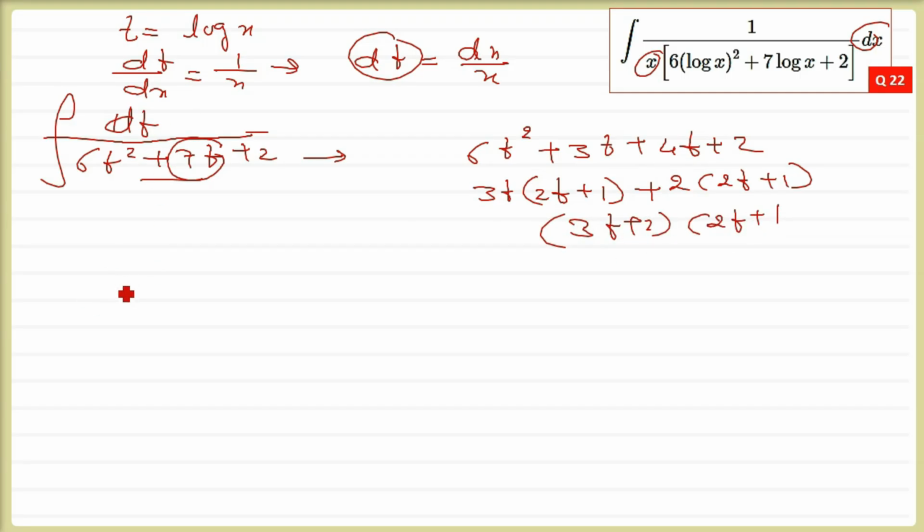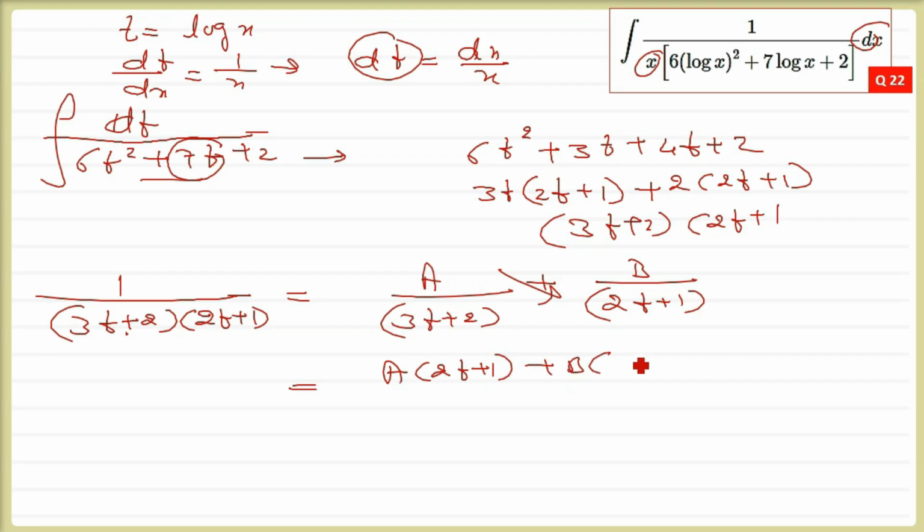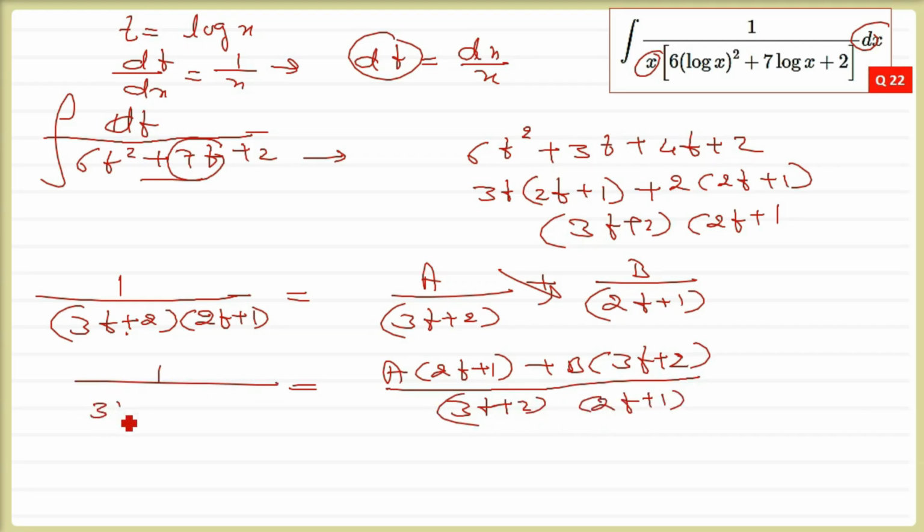So when we take the partial fraction, 1 divided by 6t square plus 7t plus 2 can be written as 3t plus 2 multiplied by 2t plus 1. On the right, because we have 2 factors on the left, we will have 2 constants on the right. So a divided by 3t plus 2 and b divided by 2t plus 1. Let's take the partial fractions here. In order to do that, we have to cross multiply: a multiplied by 2t plus 1 plus b multiplied by 3t plus 2, and this will be divided by 3t plus 2 multiplied by 2t plus 1. On the left hand side, it would be 3t plus 2 multiplied by 2t plus 1. Just cancel these two. Call it equation number 1.